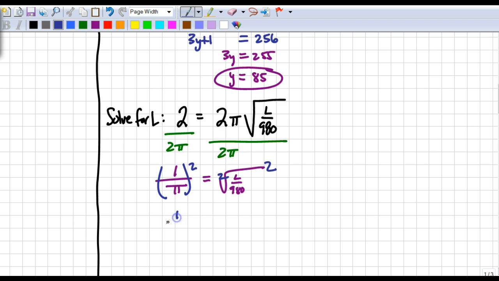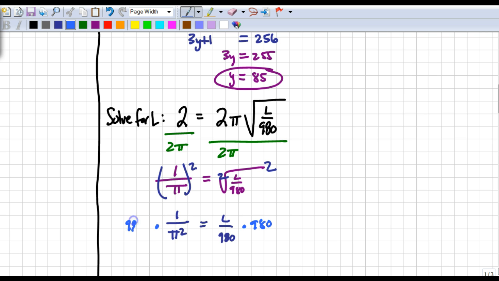1 squared is 1, and pi squared would end up being a decimal. And I don't want to round here, so let's just leave it as pi squared for now. If they want me to approximate it, then I would go ahead and type that in. On the other side now, the fraction has been set free from the radical bar. So now I'm going to get rid of the division of 980 by multiplying by 980 on both sides.